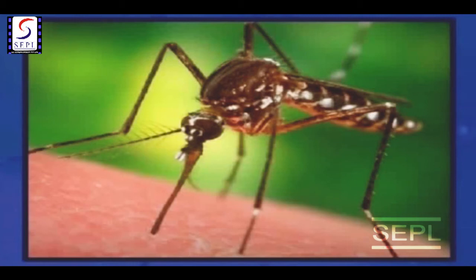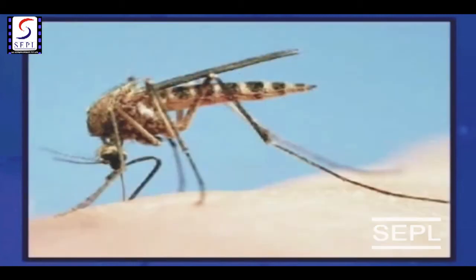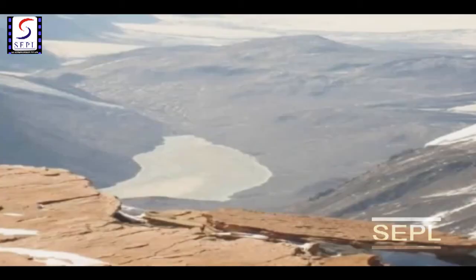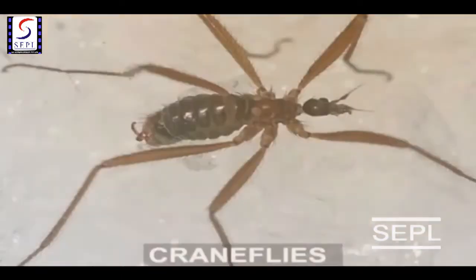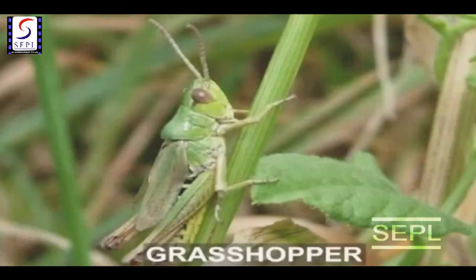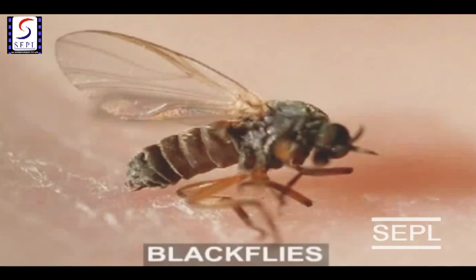Mosquitoes hatch from tundra pools and flock in millions. The large number of other Arctic insects includes butterflies, crane flies, grasshoppers, blackflies and bumblebees.